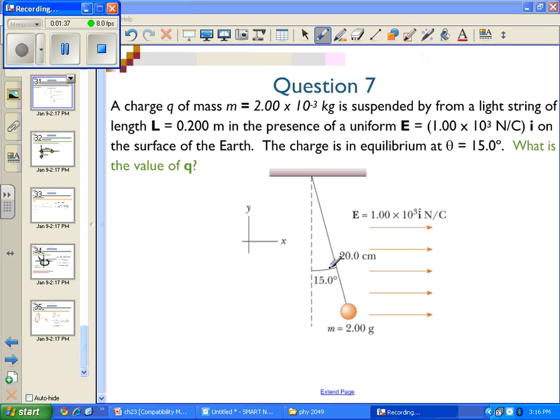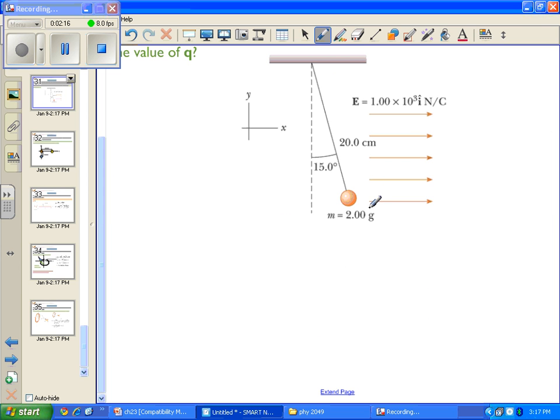Now, if you recall the previous problem, the one that we ended in Part 1, we were asking what was the mass of the charge if it floated on the surface of the Earth. This time we're asking what is the charge of this mass if it hangs motionless at this 15-degree angle. So very similar in that this is an equilibrium problem, except that we are going to have to work in 2 dimensions.